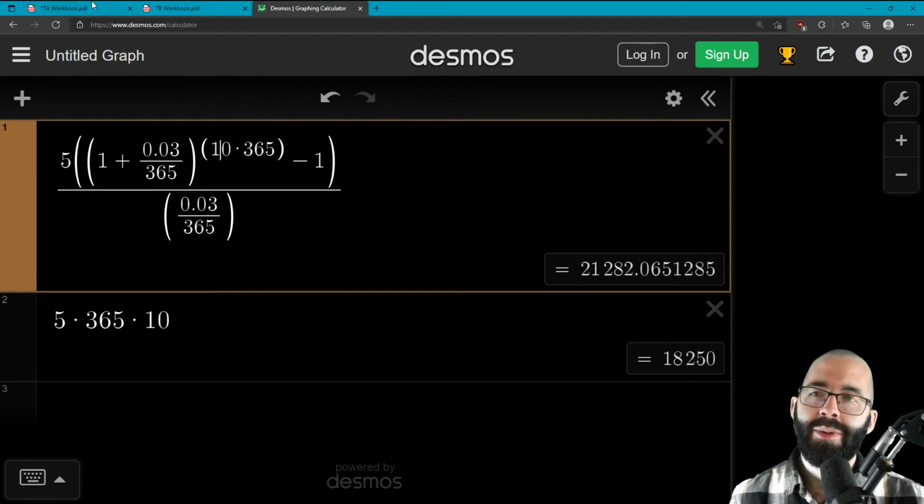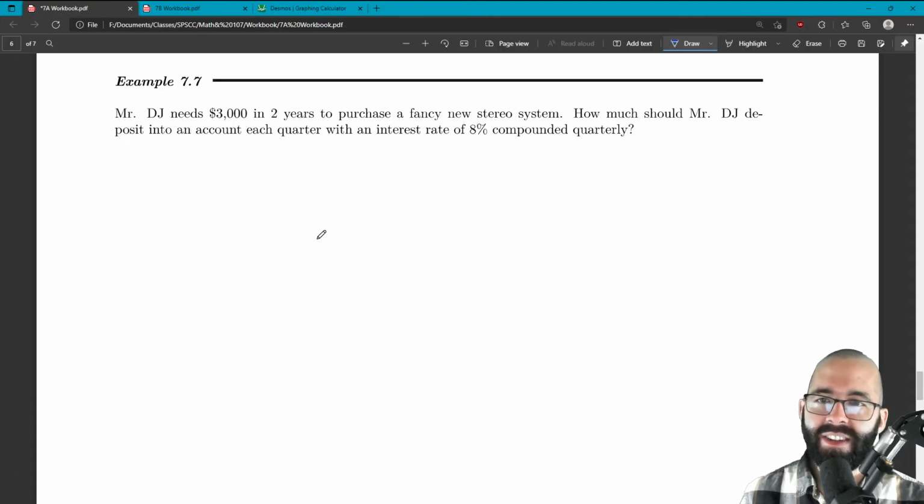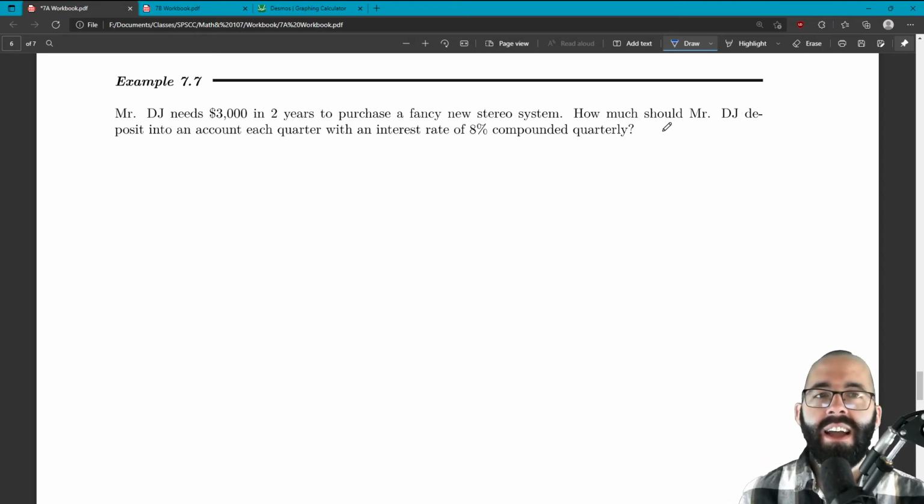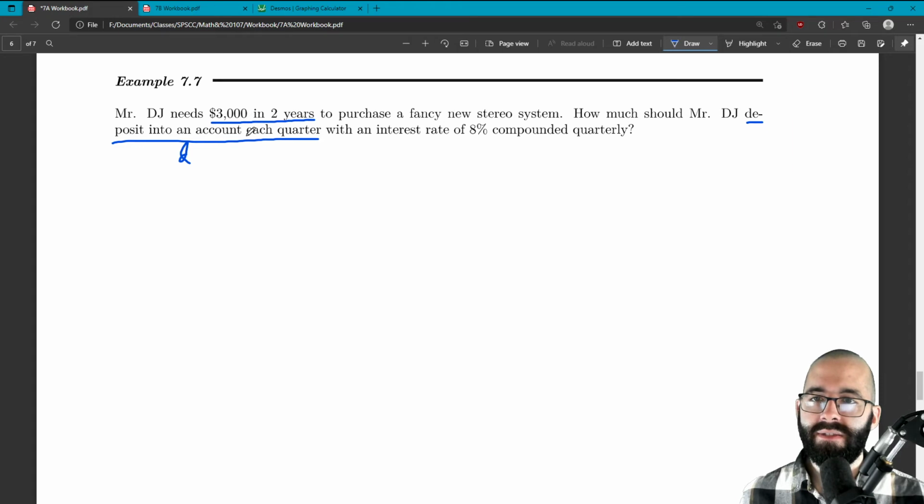But I misled you a little bit because this next problem uses a slightly different calculation. Because just like the previous video, now we're flipping it on its head. Now we're asking what our monthly payment, our quarterly payment should be. How much does he deposit each quarter? This is the D value that we're looking for. So now we're looking for the D value, and we know the amount after 2 years. So it's going to be the same formula.